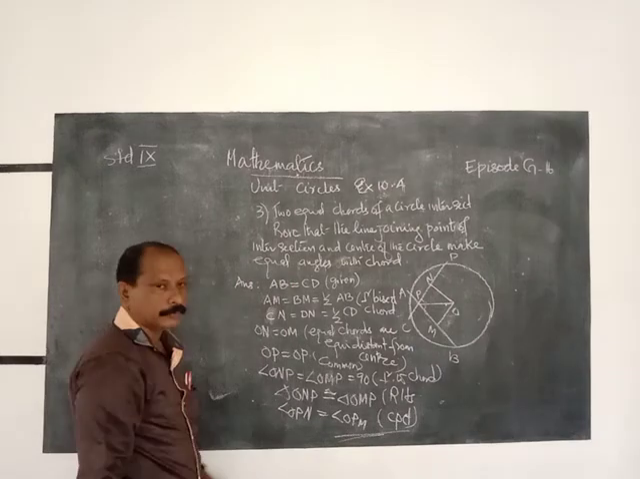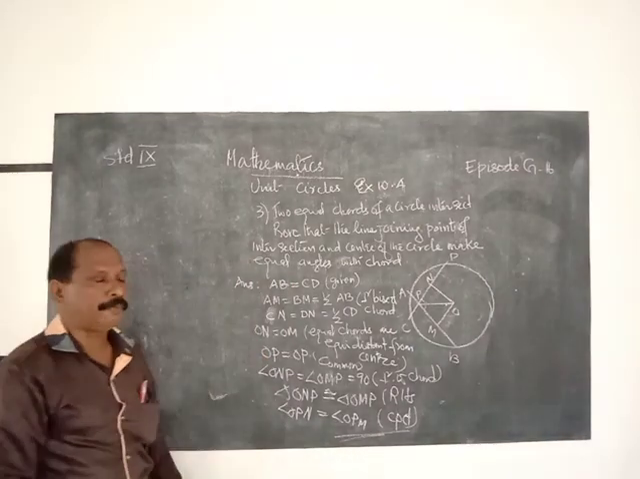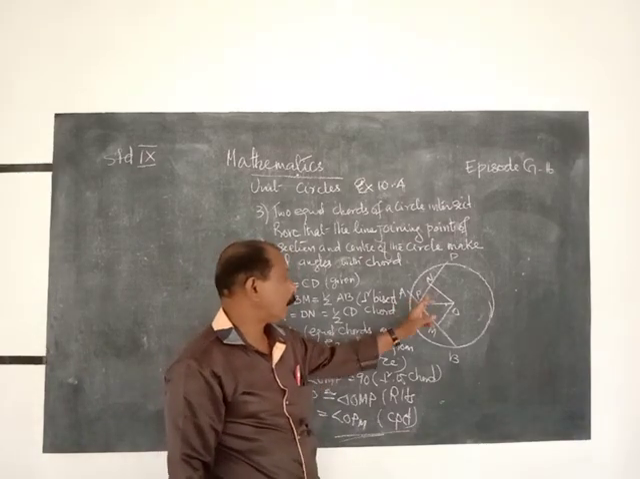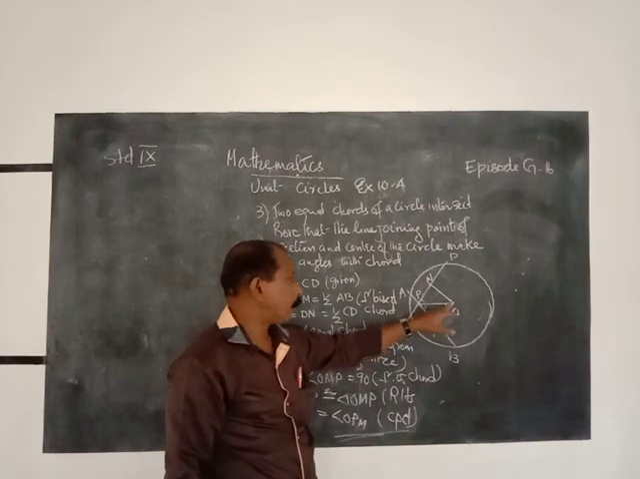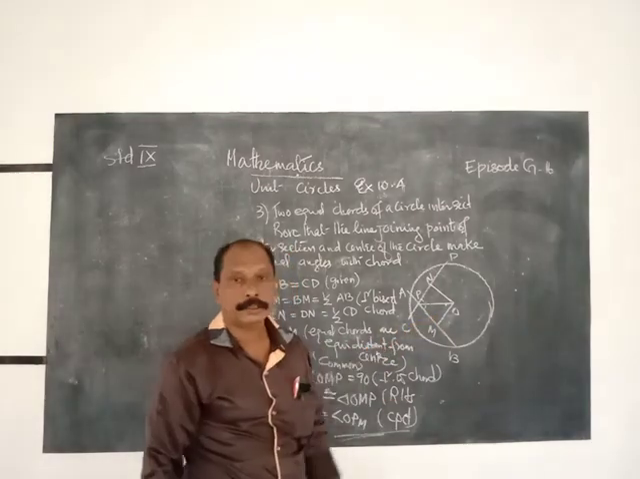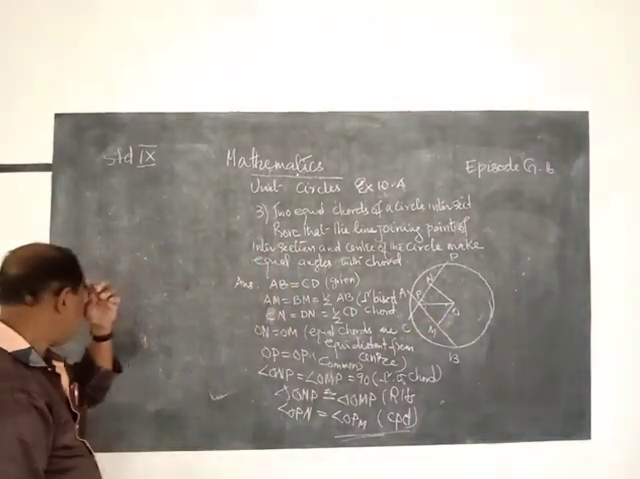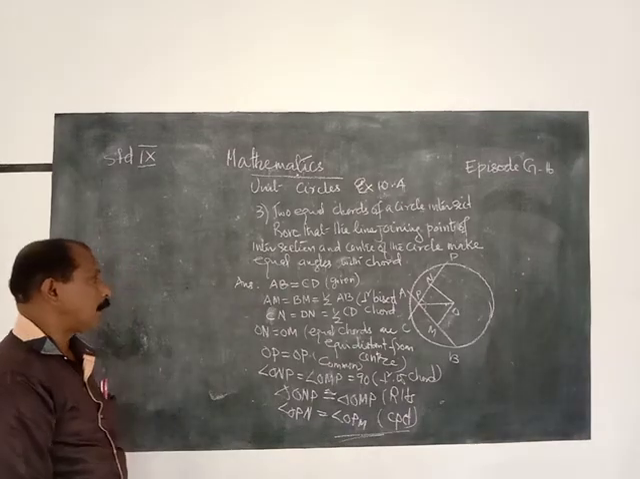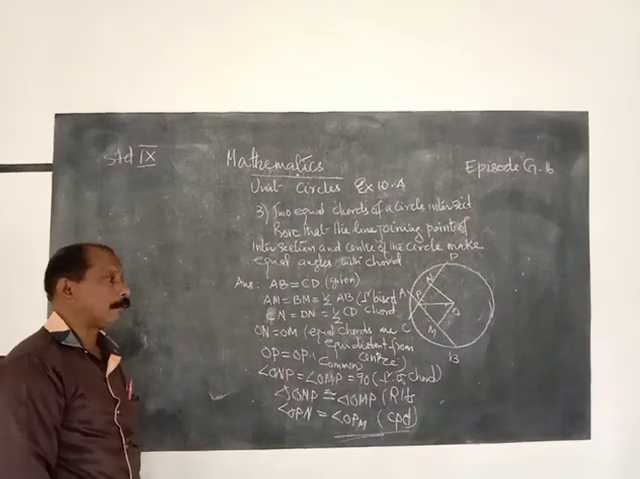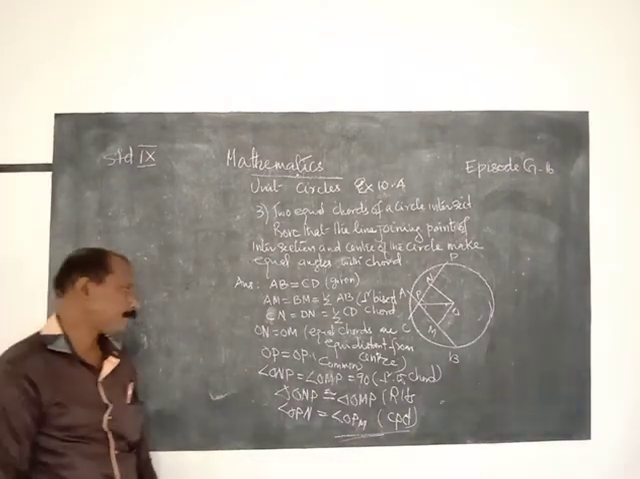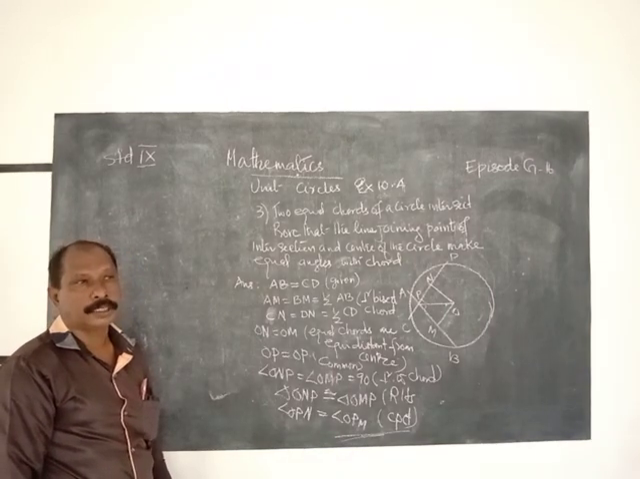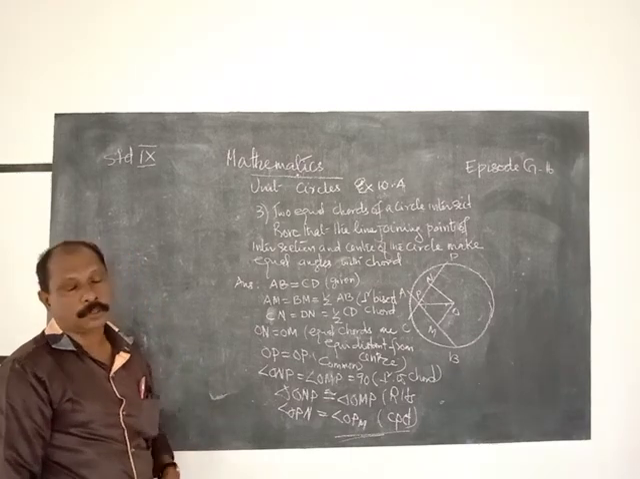That is the answer. That means the line joining the point of intersection and the center of a circle makes equal angles with the chord. That means the chord is CD, therefore angle OPM and angle OPN, these two angles are equal. That is it. Clear? Same question. That means AB is equal to CD. Therefore AM is equal to BM is equal to half AB, CN is equal to DN is equal to half CD. That is, the perpendicular from the center bisects the chord. OM is equal to ON, that means equal chords are equidistant from the center. OP is equal to OP, common.